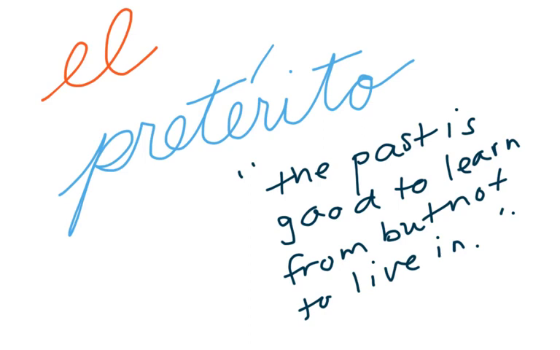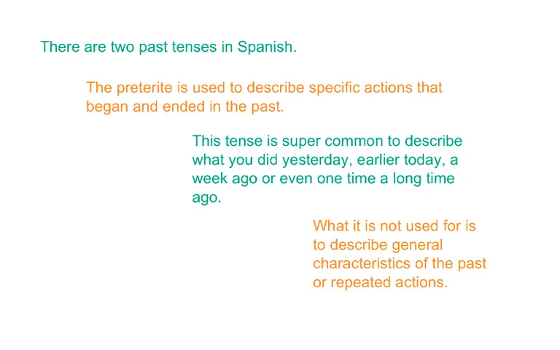So el pretérito is the past, one of two past tenses in Spanish. As you can see, there are two past tenses in Spanish. The other one is called the imperfecto. We're going to be learning about that one a little later on. So the pretérito is used to describe specific actions that began and ended in the past, not things that were continuing on. This tense is very, very common to describe what you did yesterday, earlier today, a week ago, or even one time. Something you did once, a long time ago.